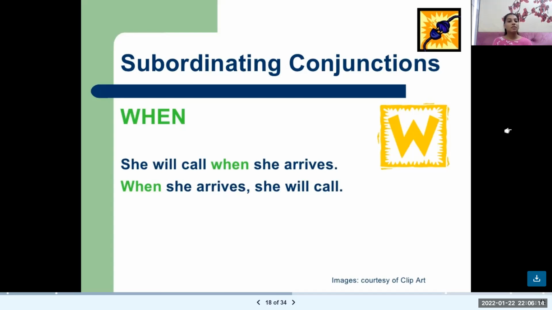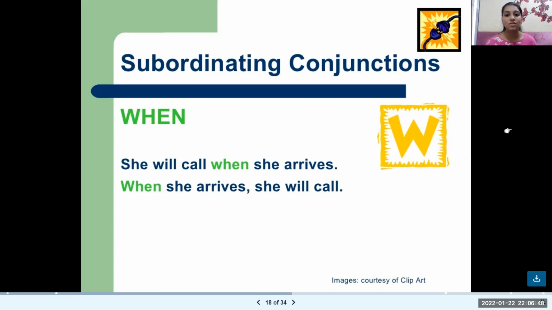Now let's see the second sentence. "When she arrives, she will call." What is happening over here? The word "when" is used right in front. So your sentence is still similar to the first one. It is just answering your question. Like the first sentence was, she will call. But when will she call? When she arrives, right? What is happening in the second sentence? Here the answer is already there and they're talking about what action will be happening. So when she arrives, she will call. This is how it is used in a sentence.